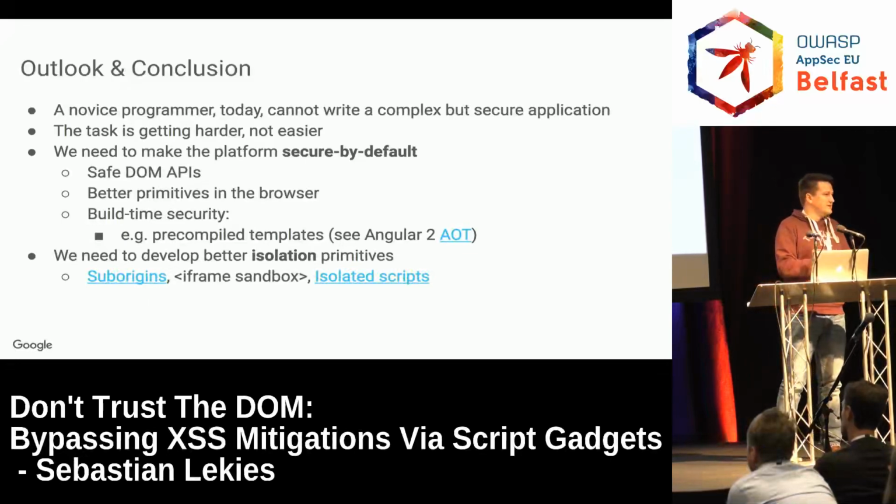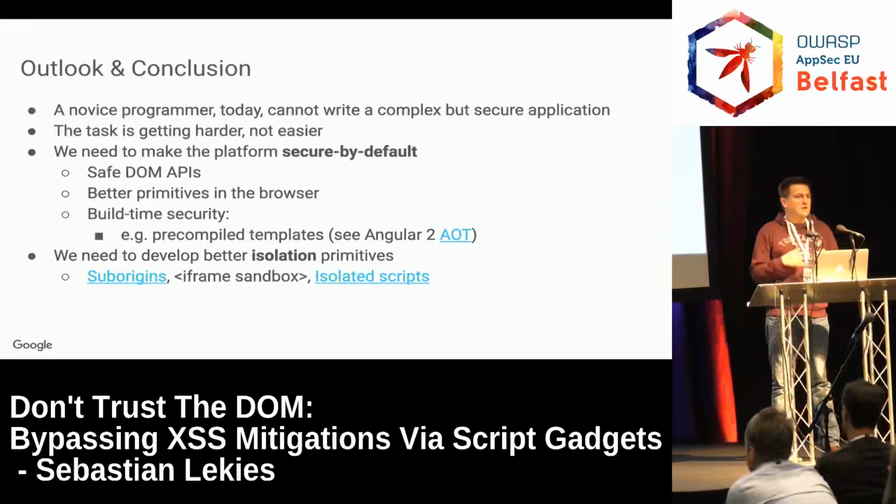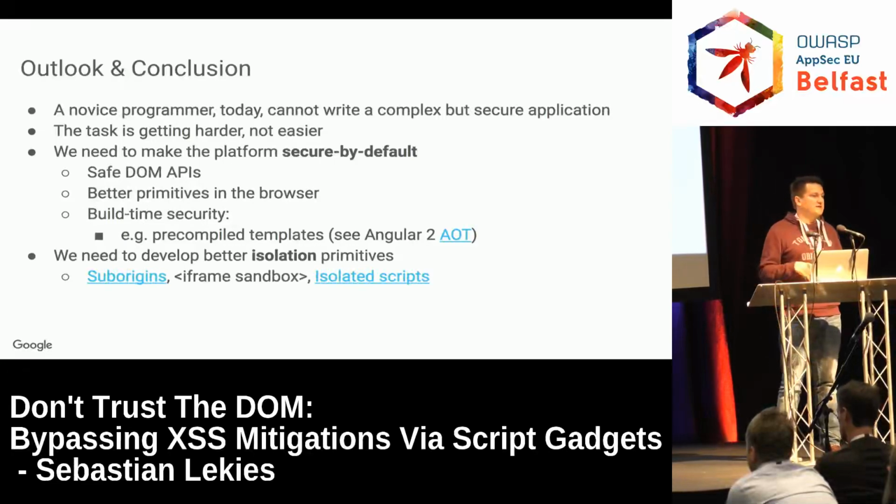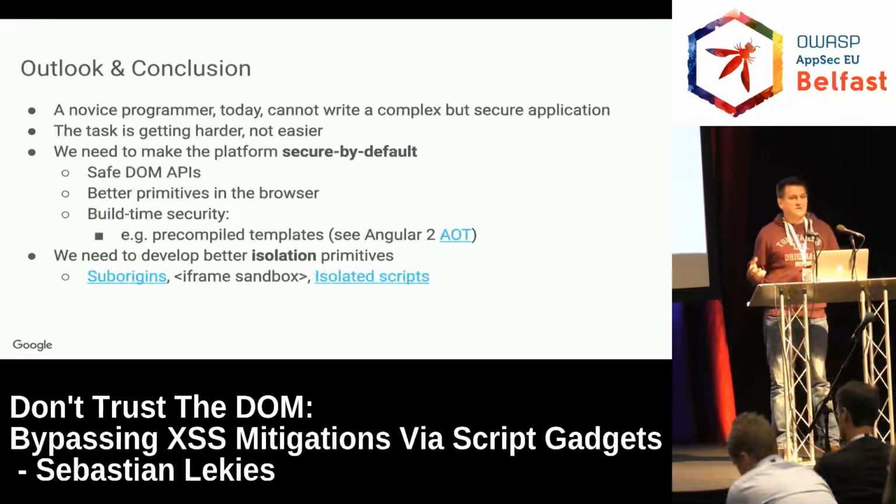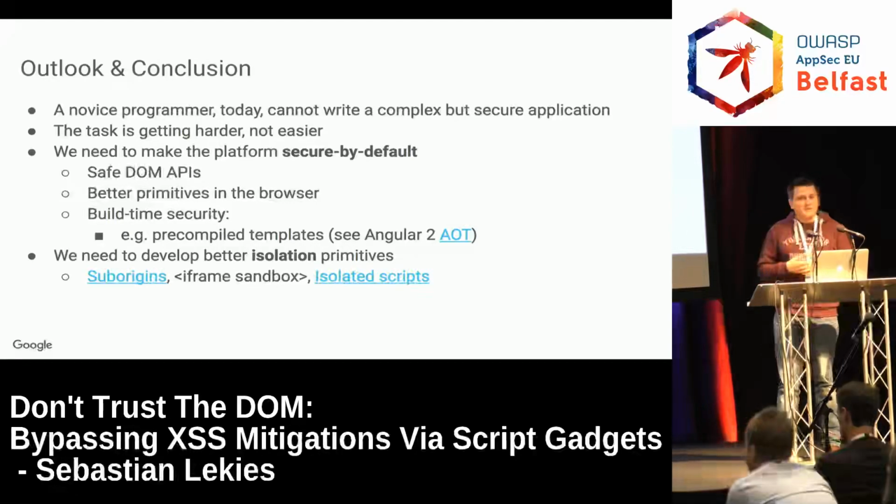We also need better build time security. For example, some frameworks are pretty good. They're compiling their templates at compile time. So there's a compiler before you deploy the framework. And that gives you some nice security properties that you can check before you actually compile.